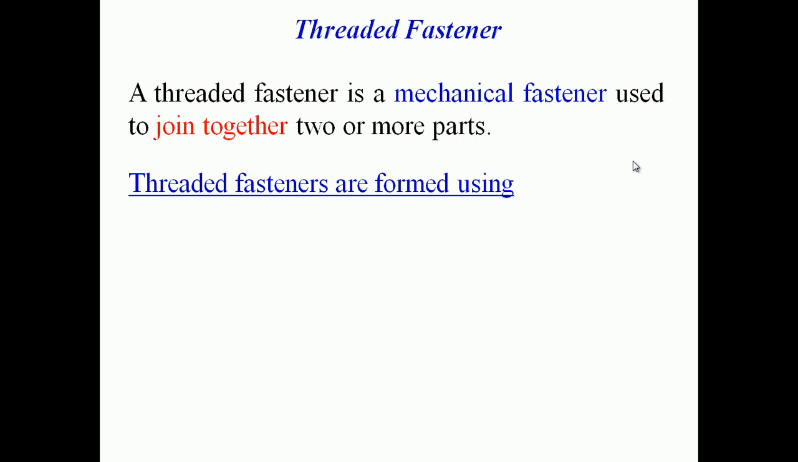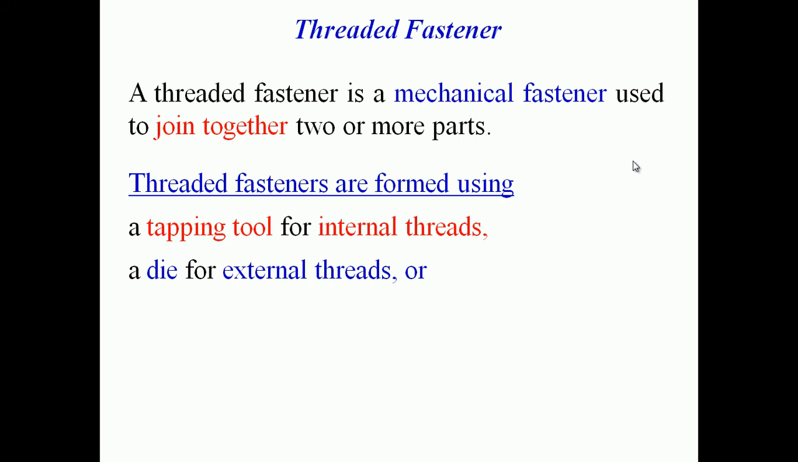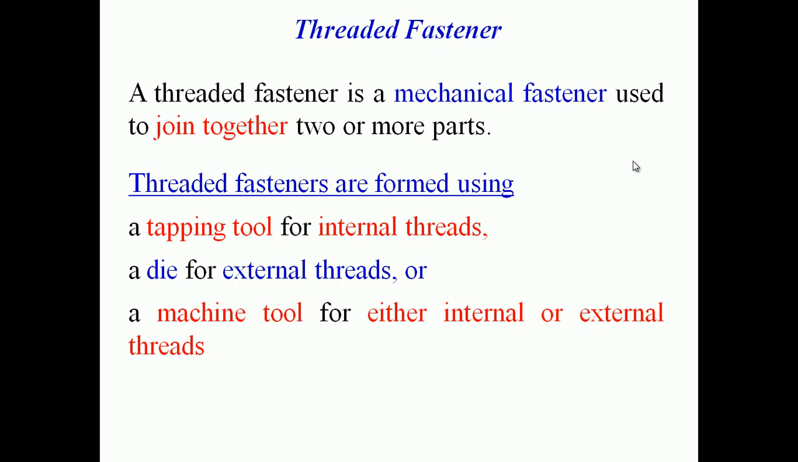How are threaded fasteners formed? One is a tapping tool for internal threads. I will explain what a tapping tool or a tap is in a later session. And a die for external threads, which I will also explain later. And the third one is a machine tool for either internal or external threads. So threaded fasteners are formed using a tapping tool for internal threads, a die for external threads, or a machine tool for either internal or external threads.